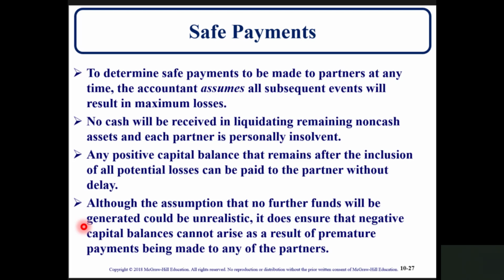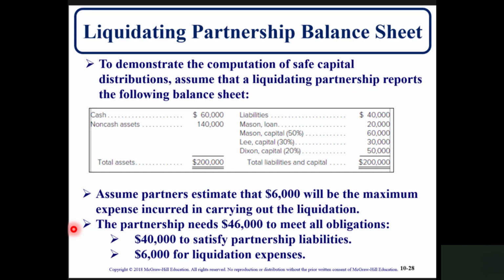Safe payments. To determine a safe payment to be made to a partner at any time, the accountant assumes all subsequent events will result in maximum losses. So he's to determine the max amount you could lose in each one of these categories, and that's the presumed amount. No cash is received in liquidating the remaining non-cash assets. Each partner is personally insolvent. Any positive capital balance that remains after the inclusion of all potential losses can be paid to the partner without delay. Although the assumption that no further funds will be generated could be unrealistic, it does ensure that negative capital balances cannot arise as a result of premature payments being made to any of the partners.